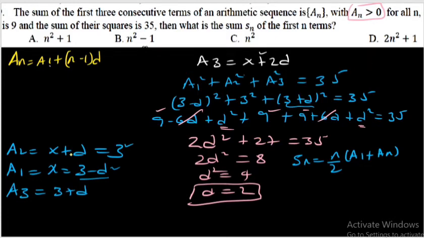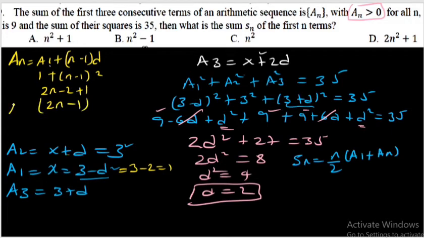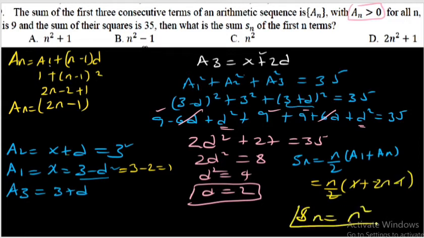So the a1 is 3 minus d, so that's going to be 3 minus 2, that's 1. So 1 plus n minus 1 times 2, so this will be 2n minus 2 plus 1, that is 2n minus 1. This is an. So sum of n here is the formula. n over 2 in bracket, a1 is 1, plus an, 2n minus 1. Then we can cancel minus 1 and plus 1, and 2 by 2, so sum of n will be n square.